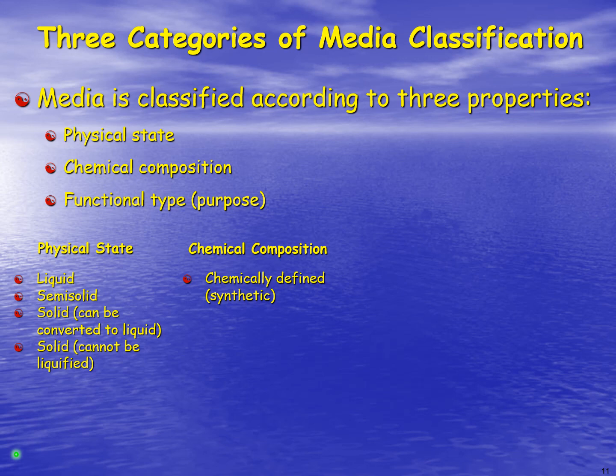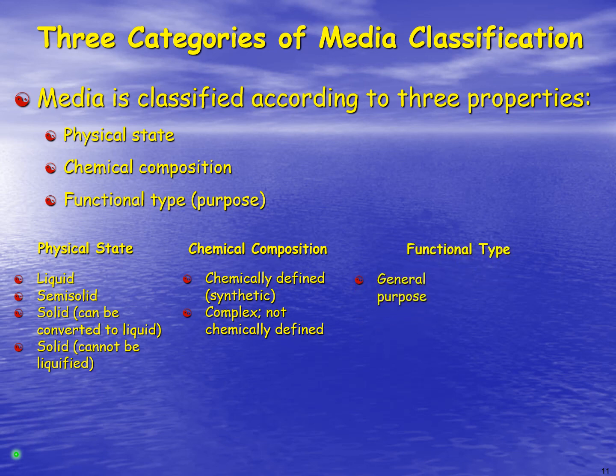Chemical composition would include those that are chemically defined, and these are always synthetic medias. This means we know exactly how much of each ingredient there is in that media and how much is exactly available to the microbe for their growth, versus complex medias which are not chemically defined. In other words, this would be something like a meat broth. How much of the meat was actually digested by the digestive enzymes, how much is exactly available to the microbes, we can't really say for sure. And many of our medias that we use in the laboratory are actually complex.